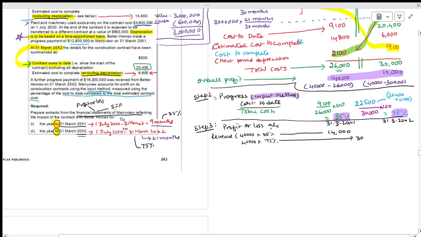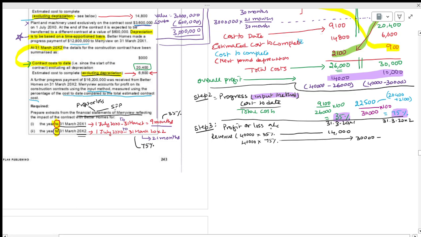30,000. Is it right? Yeah, in 30,000 already 14,000 is included, because 35% is for this much. If we take till 31st March, it will be 40,000. Is it right? Now it is included, means how much have we already taken? We have taken 14,000, it is already there.